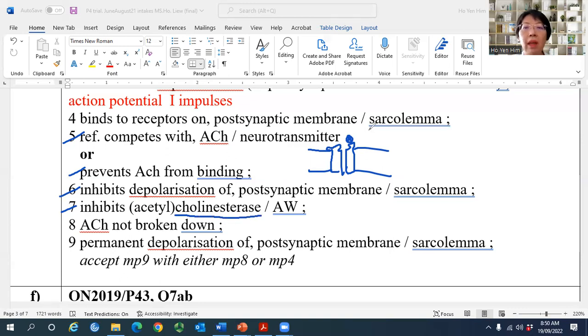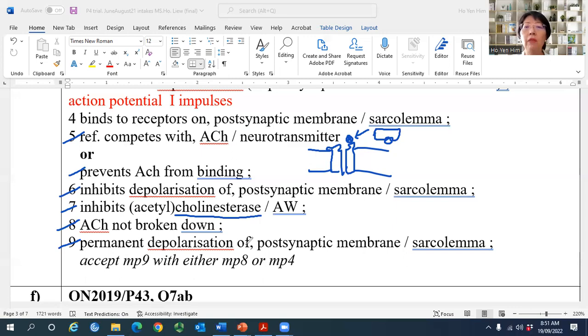Or it can inhibit the enzyme acetylcholinesterase. There's an enzyme that will break down acetylcholine so that it can be removed. So it may bind to that enzyme and inhibit the enzyme from breaking down acetylcholine. So acetylcholine cannot be broken down, resulting in permanent depolarization of the postsynaptic membrane. I think this is where a lot of students didn't mention this.